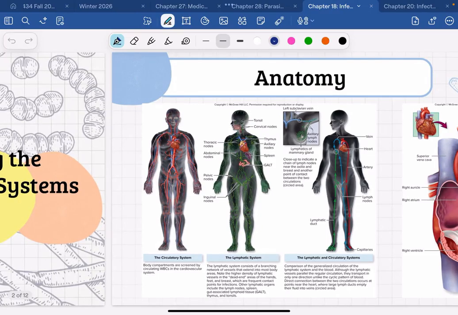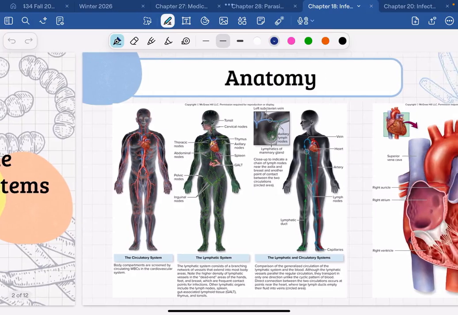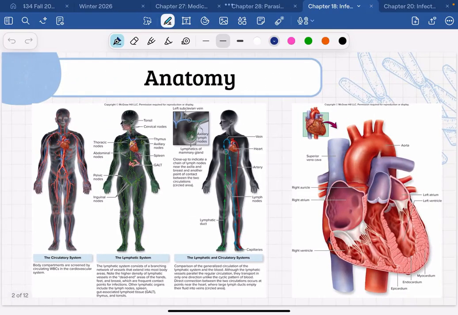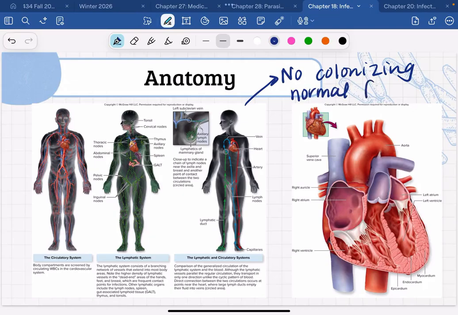And as far as is known right now, in either of these systems, there is no colonizing bacteria. So I would say no normal flora. Now, don't take this to mean that bacteria never get in there. Bacteria do get in there from time to time, especially in the lymphatic system, as your body destroys them. But most of the time, any bacteria that does enter either of these systems is going to be very quickly destroyed.